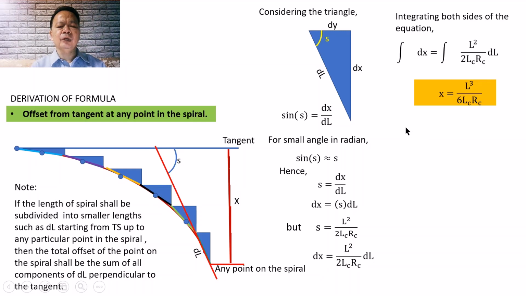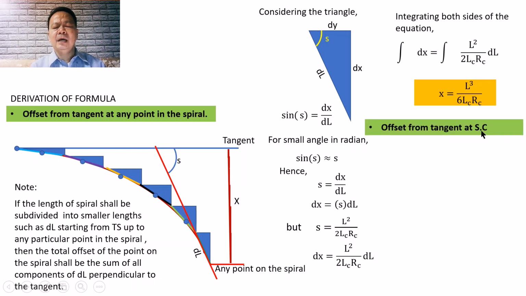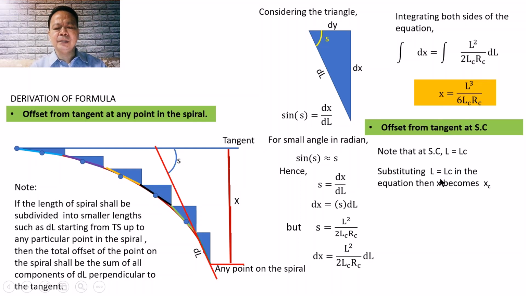Now, if we are talking of the offset from tangent at SC, what do we notice? Remember that at SC, the length of the spiral is already equal to L sub C. So when we substitute this here, our X will become X sub C, or the offset from tangent at SC. X sub C is equal to L sub C cubed divided by 6 times L sub C R sub C. You will notice that L sub C cubed will cancel with L sub C, and what remains is only L sub C squared. So we have a formula for the offset from tangent at SC, and that is equal to L sub C squared over 6 R sub C.